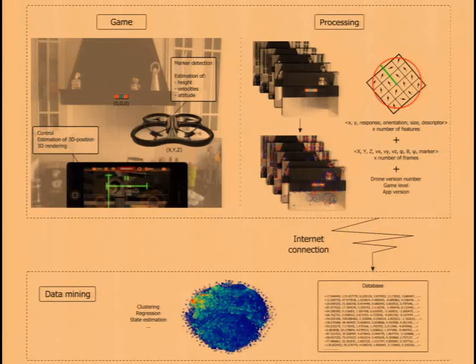So this is the concept. On the top left, you see that there's a smart device, in this case an iPhone, and the player controls the drone with this smart device. And at the same time, the drone is detecting a marker that is delivered with the drone, and this detection allows us to estimate the 3D state of the drone and the orientation with respect to the marker, so that we can render an augmented reality on the smart device. At the same time, this also allows us to get a ground truth measurement for our experiment on obstacle detection.